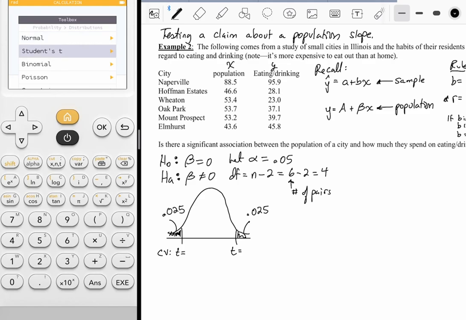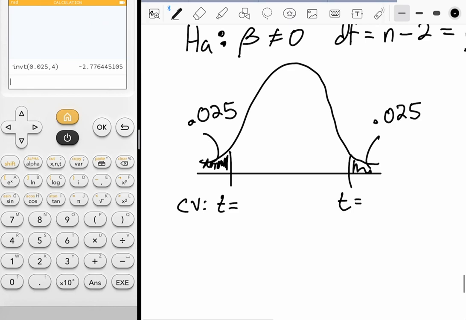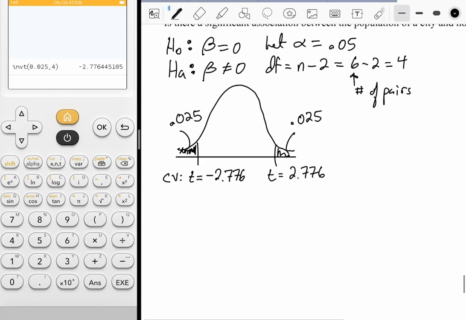distributions, probability distribution, students T, inverse 0.025 with 4 degrees of freedom. We got negative 2.776 and also symmetry, so 2.776. All right. Now our test statistic.